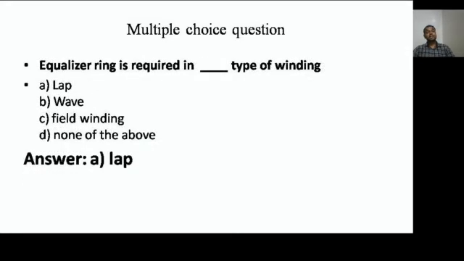Next one: equalizer rings are required in which type of winding? Lap, wave, field winding, none of the above. The equalizer ring is used in lap winding. Only in lap winding do we go for equalizer rings.